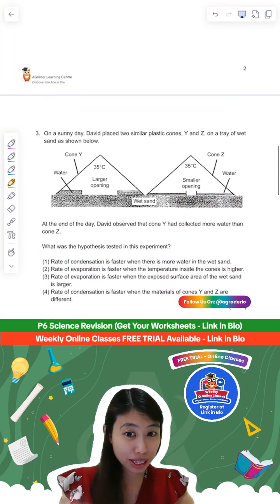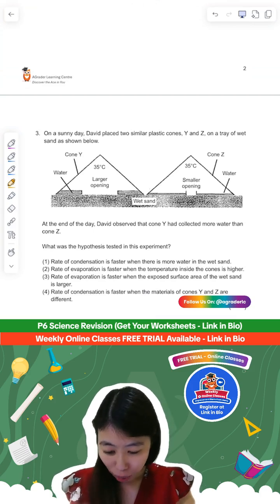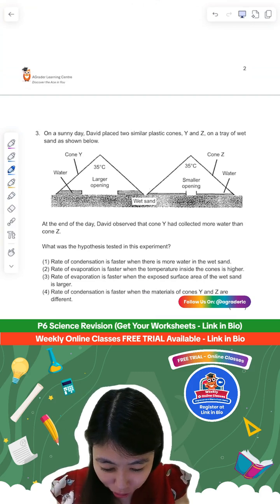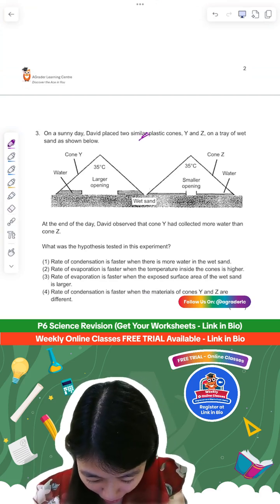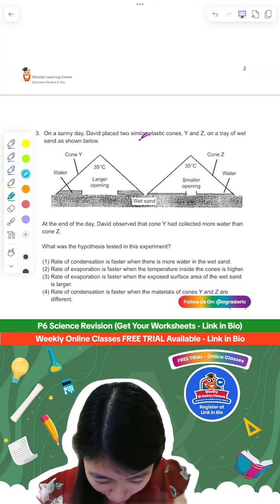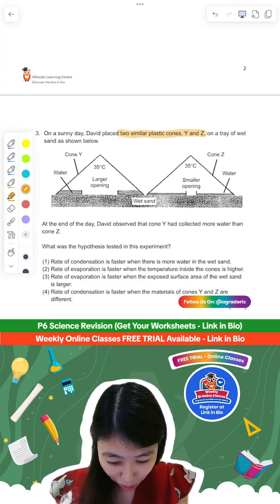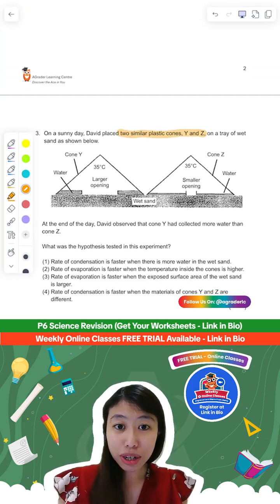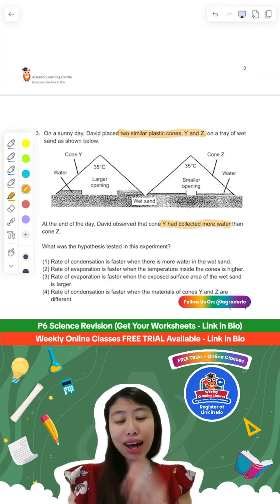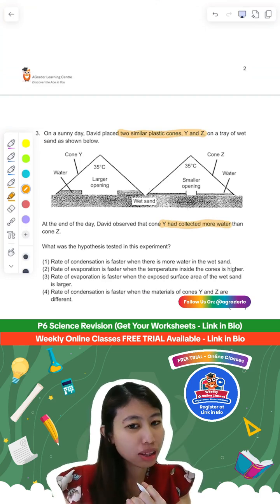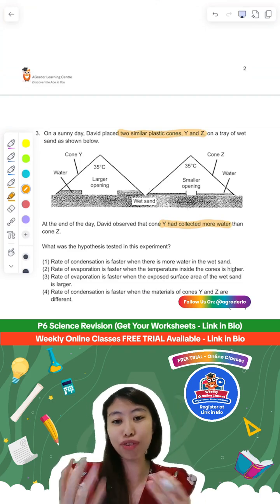Question 3 is your P5 topic about cycles in water, your water cycle. On a sunny day, it says that David placed 2 similar plastic cones on a tray of wet sand, and at the end of the day, he observed that cone Y had collected more water than cone Z. Can anyone tell me, if I collected more water, what does it mean? What process do you think has occurred more or has occurred faster?